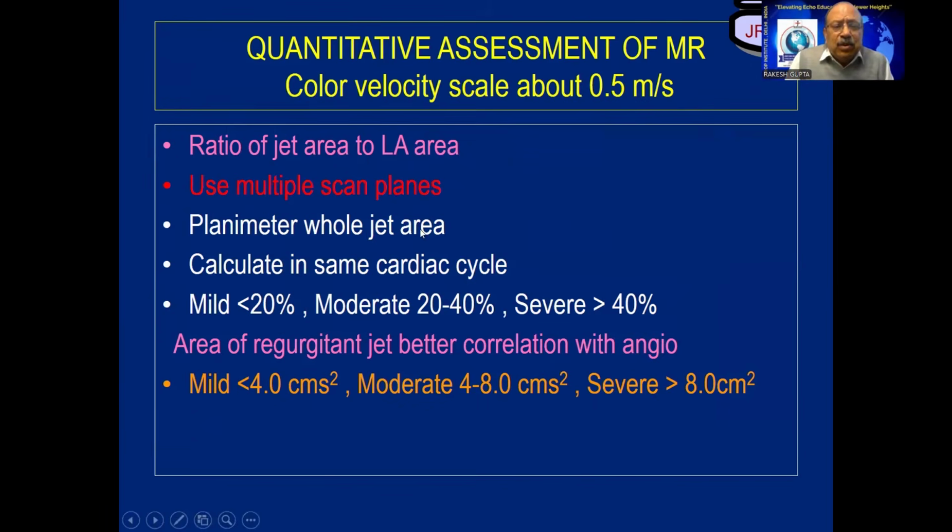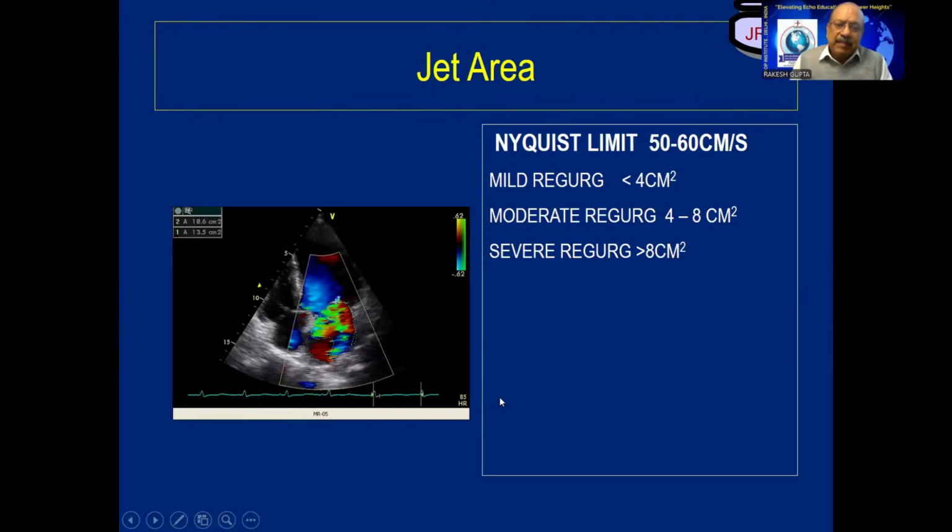Then planimetry of the whole jet area, calculated in the same cardiac cycle: mild less than 20, moderate 20 to 40, severe more than 40%. Area of the regurgitation jet has a better correlation with angiograms, mild, moderate, and severe. Let's show how we do it.